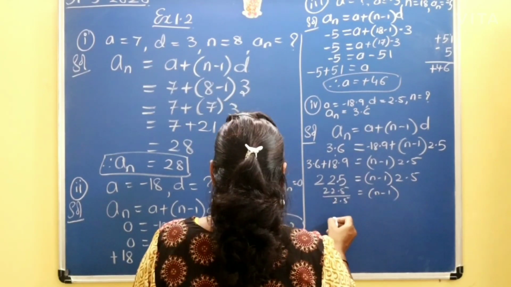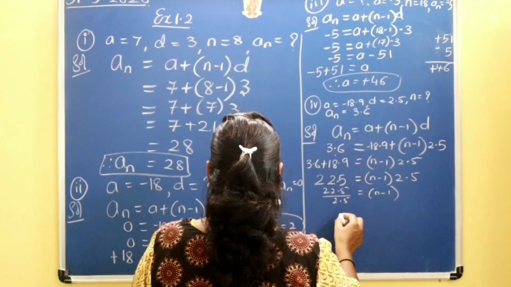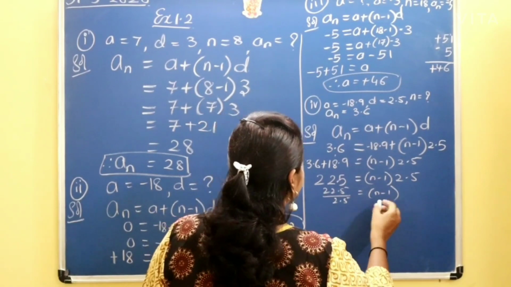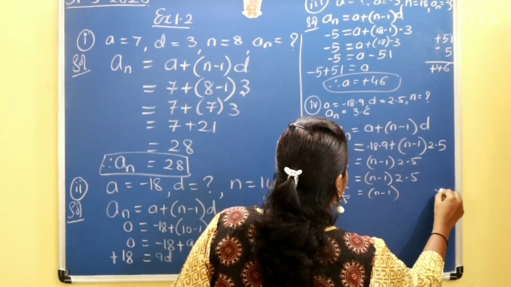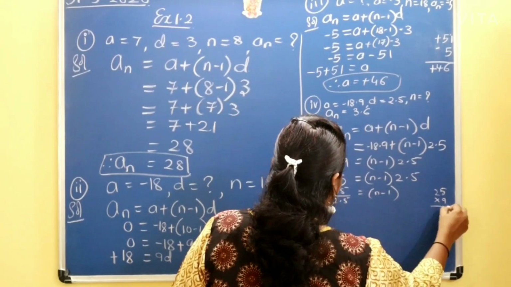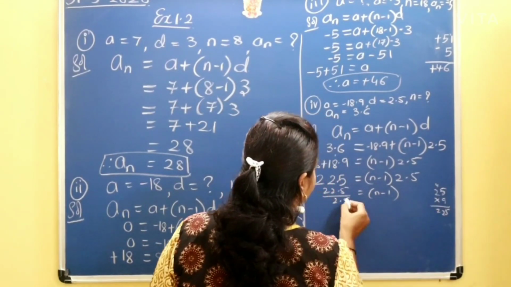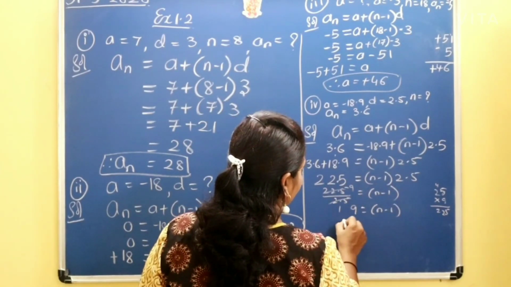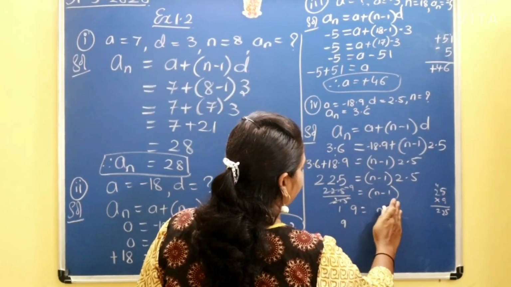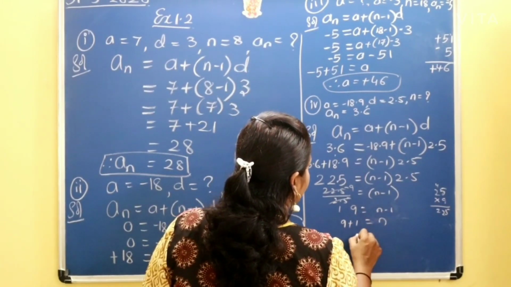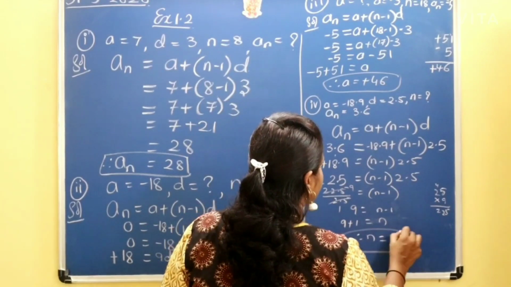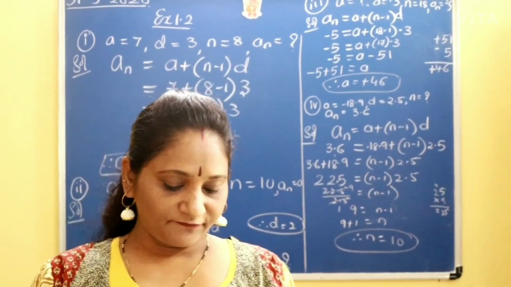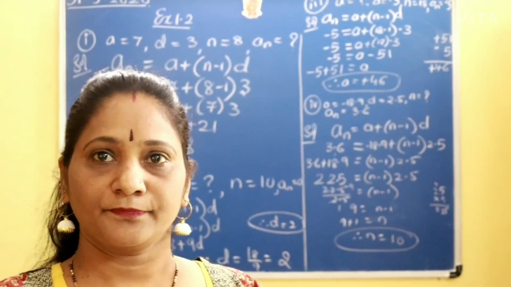22.5 upon 2.5, so it will be 225 upon 25. 9 5s are 45, 225. So this is 1s, this is 9s. 9 is equal to N minus 1. If you take this minus 1 the other side, it will become, therefore, N equal to 10. So you have the 4 questions put up on the board. The 5th one is solved for you in the notes.